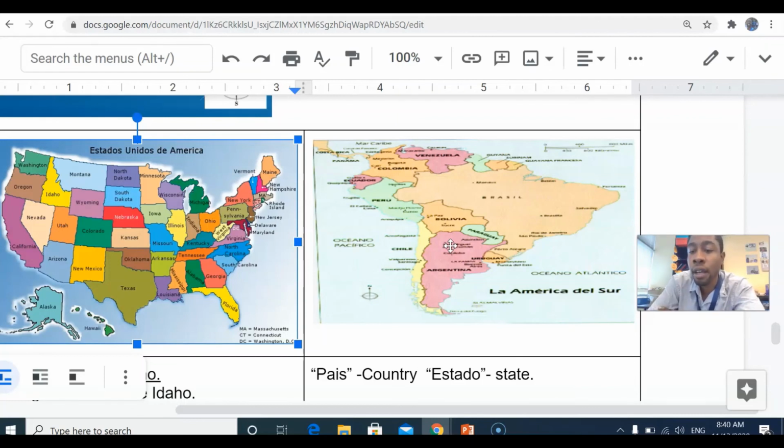I'll say it one more time. Está al norte de Bolivia, está al este de Perú, está al sur de Venezuela, y está al oeste del Océano Atlántico. I hope I didn't switch any of those countries up. I did it from memory, but I think you should be able to see que estoy hablando de Brasil, al norte de Bolivia, al sur de Venezuela, al este de Perú, y al oeste del Océano Atlántico.